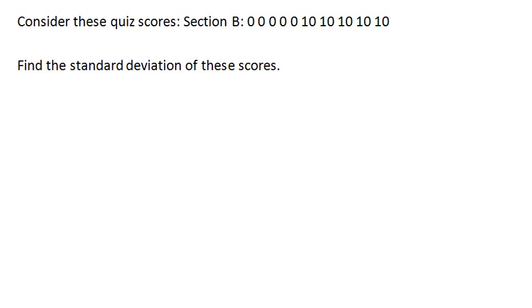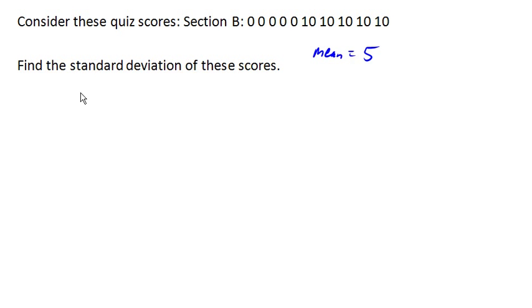So next we're going to look at a different measure of spread called the standard deviation. And so we're going to be measuring deviation or difference from the mean. And so the first thing we're going to need here is the mean of these scores. And the mean of these scores turns out to be 5.